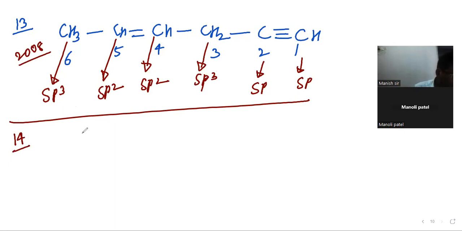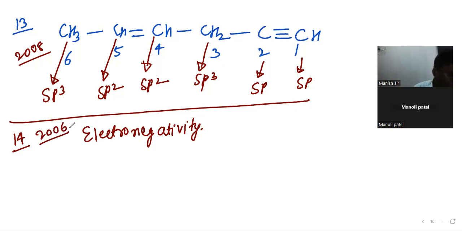Next is the correct order regarding electronegativity of hybrid orbitals. So just remember the sequence. It was asked in 2014. There are three types of hybridization I have told you: sp3, sp2, and sp. So the correct order regarding electronegativity will be sp highest, right?